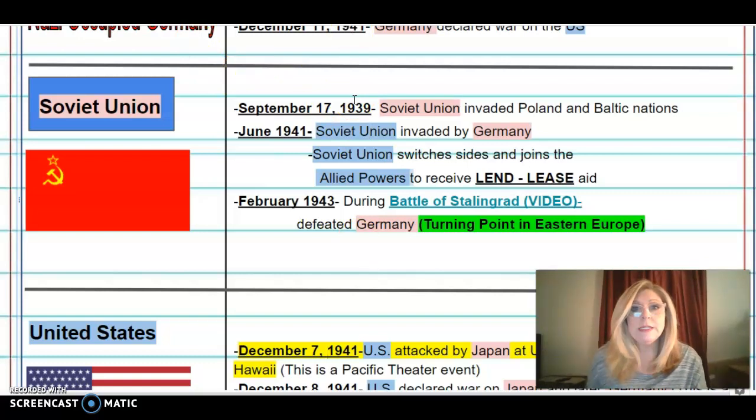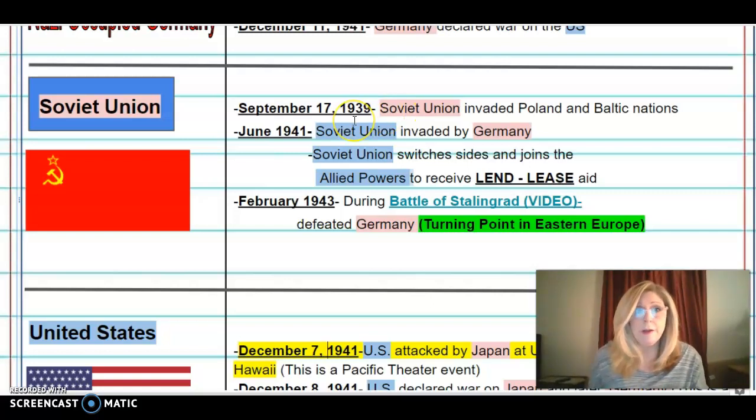All right, I'm moving down to the Soviet Union section of the notes now. On September 17th, 1939, this is when the Soviet Union invades Poland and the Baltic nations. So we have our map we've worked on where you can see Poland is right between Germany and the Soviet Union, and that they were just going to divide it up. And so they started to do that.